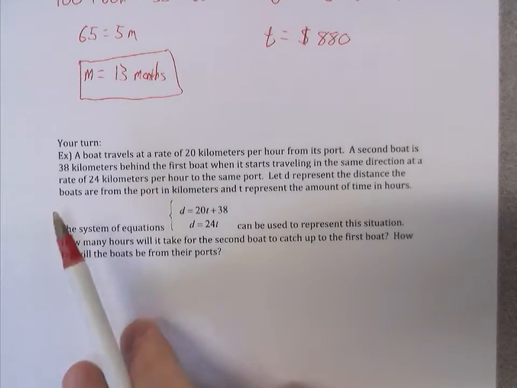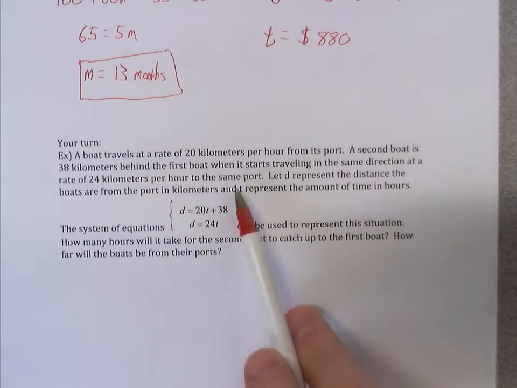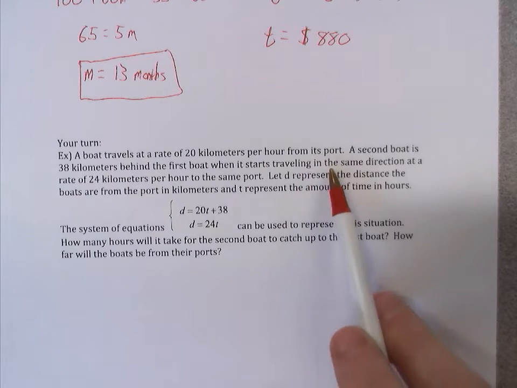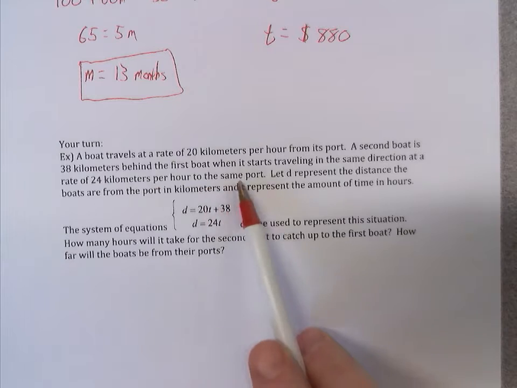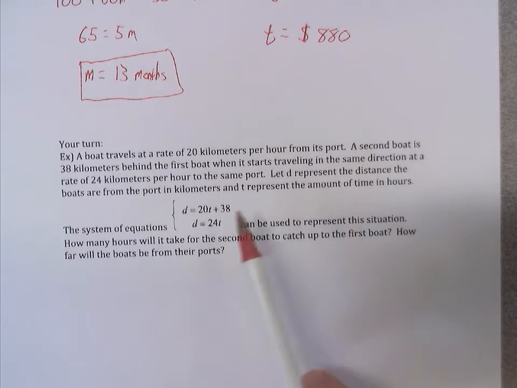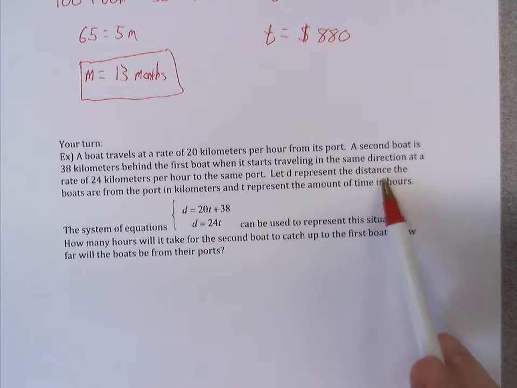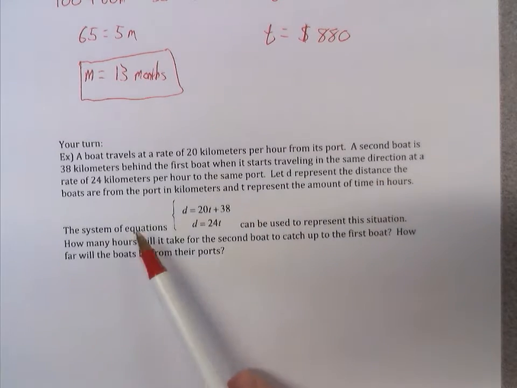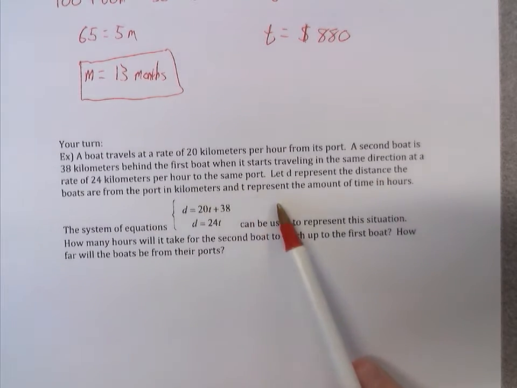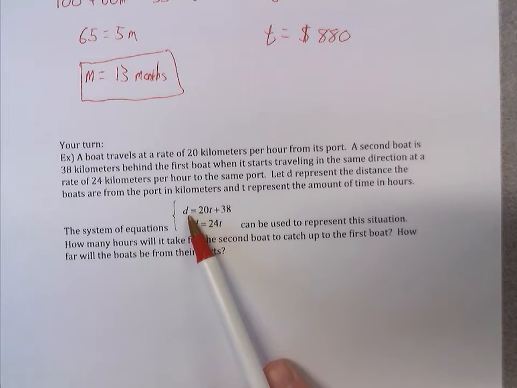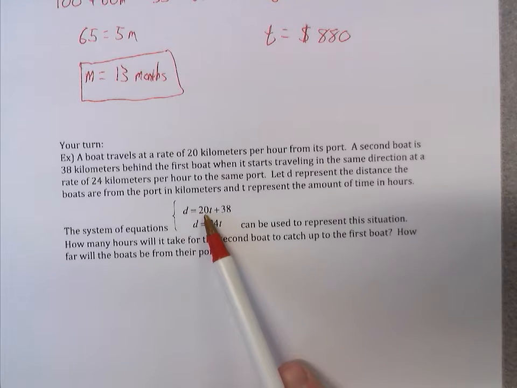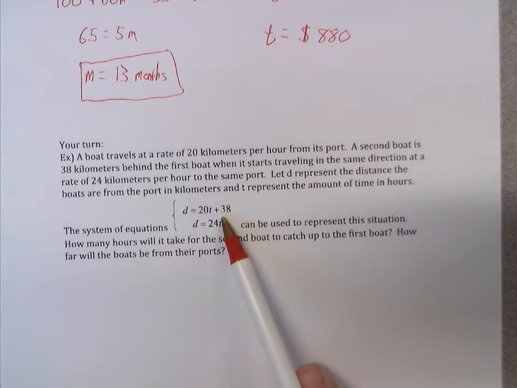Our second problem, it says a boat travels at a rate of 20 kilometers per hour from its port. A second boat is 38 kilometers behind the first boat when it starts traveling in the same direction at a rate of 24 kilometers per hour to the same port. Let D represent the distance the boats are from the port in kilometers, and T represent the amount of time in hours.